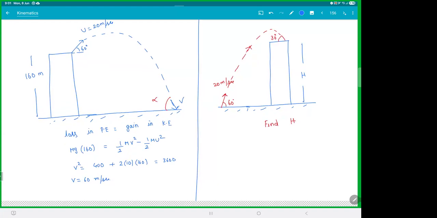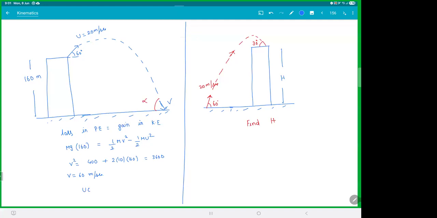Then we can use the result u cos theta is equal to v cos alpha. u is 20, cos 60 is half. This is 60 and this is cos alpha. Cos alpha is 1 by 6. So yeah, that's the thing about these questions. You can use energy and get them fast.